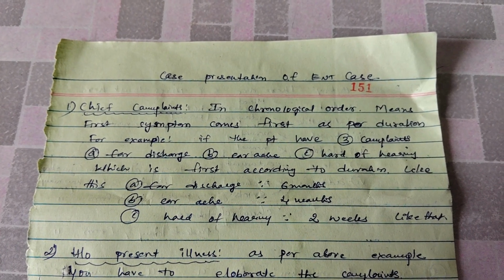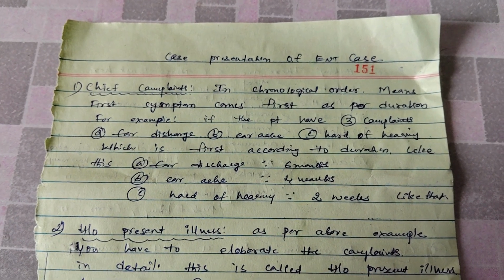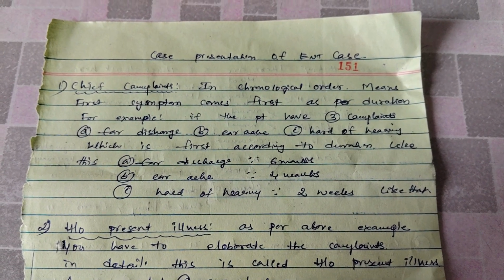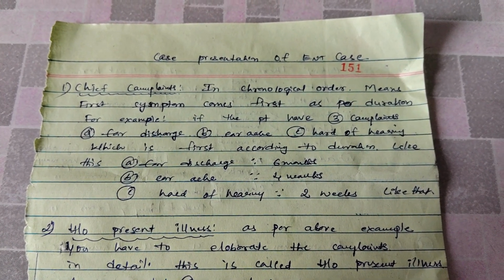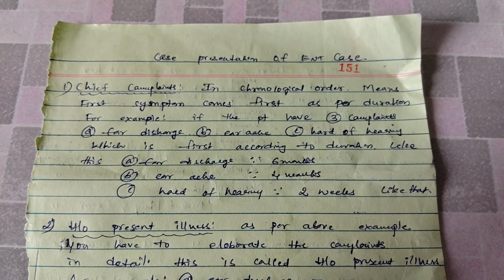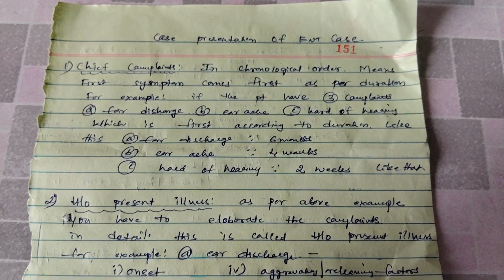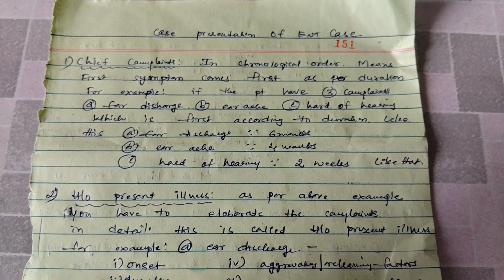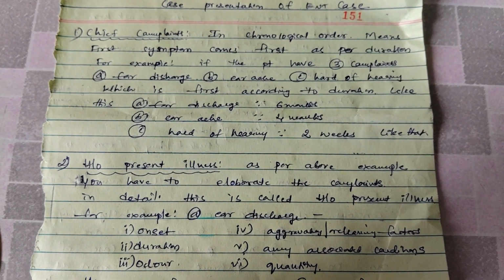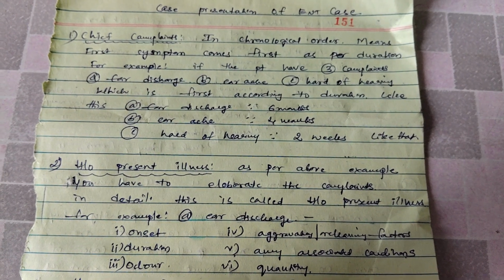Then comes the history of present illness. As per the above example, you have to elaborate the chief complaints in detail. This is called the history of present illness. In the above example you have three chief complaints. For ear discharge, you elaborate in this way: onset, duration, odor, aggravating and relieving factors, quantity, and any associated conditions.